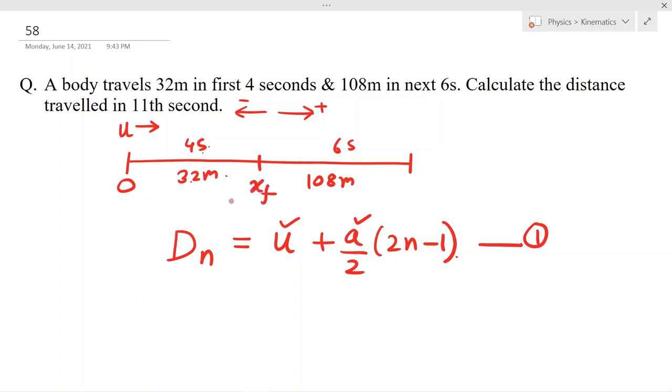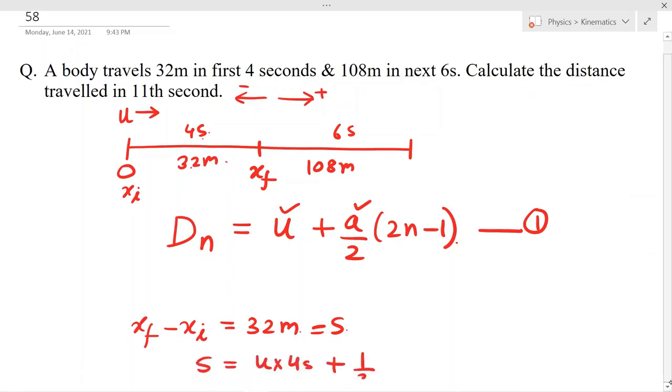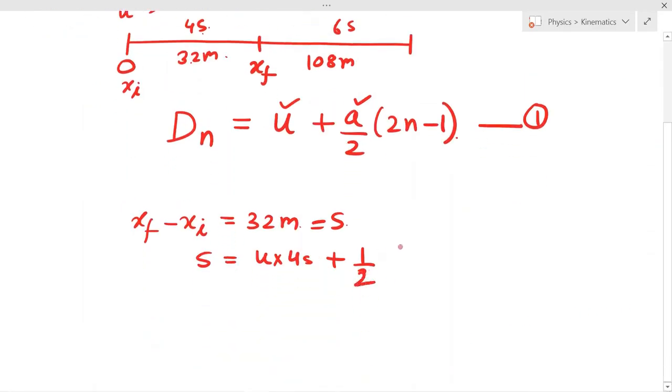Let's take xf this and x initial this. So xf minus xi is equal to 32 meter, that is equal to s. So now s is equal to ut, u into t, t is 4 seconds because in 4 seconds it covered 32 meter distance, plus half at square, so a into 16, and s is 32.